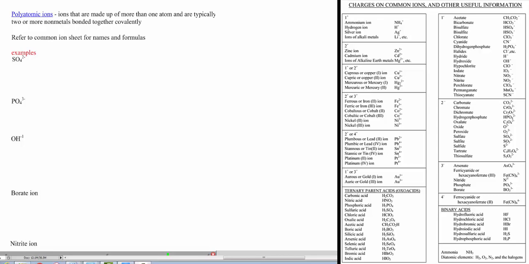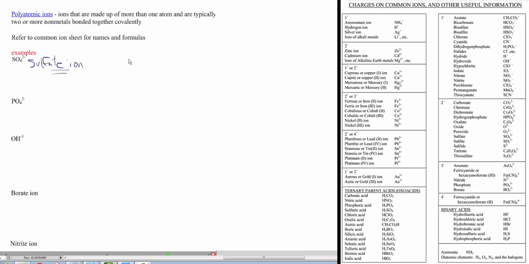So if you look at the first example here, we have the species SO4 2-. Looking on your common ion sheet on the right hand side, under the box with the -2 charged ions, you'll notice that we have the sulfate ion listed as the name of that ion, which is the SO4 2- ion. So we can go ahead and name this species now as the sulfate ion, taking its name off of our sheet.